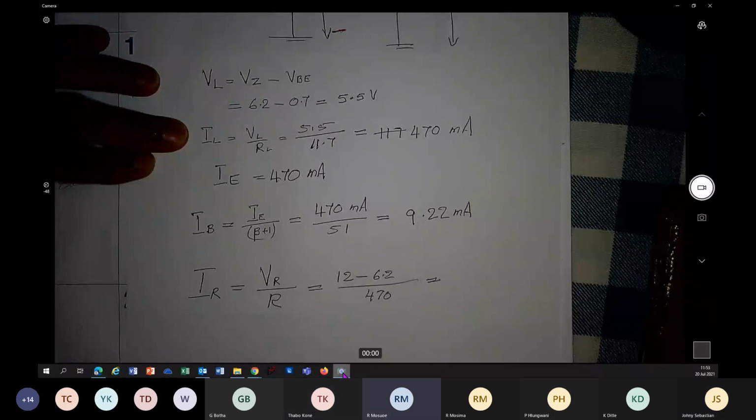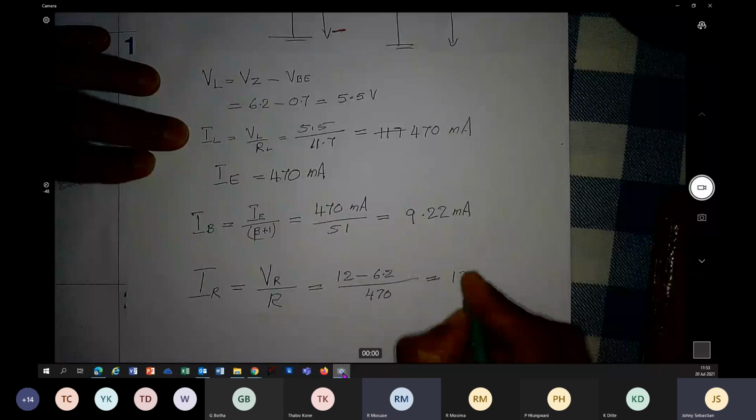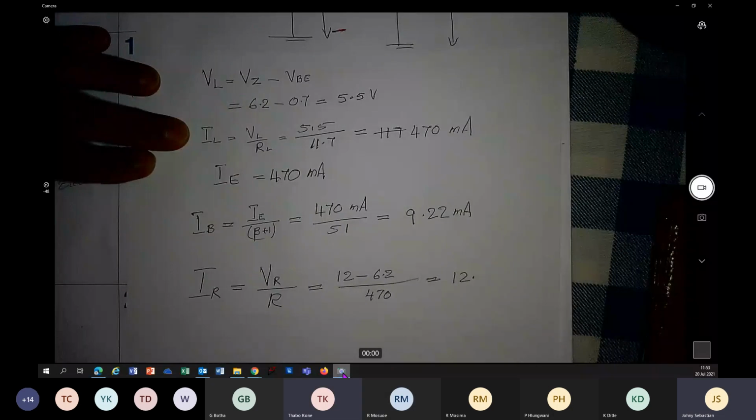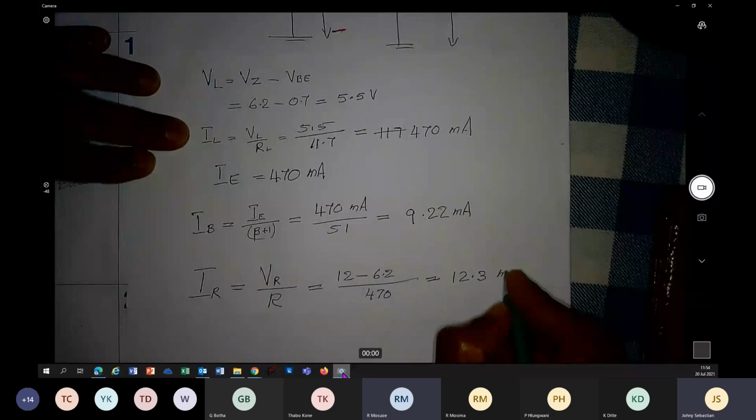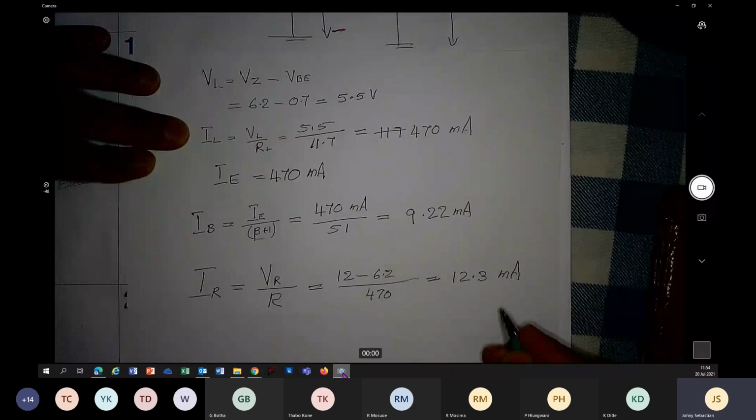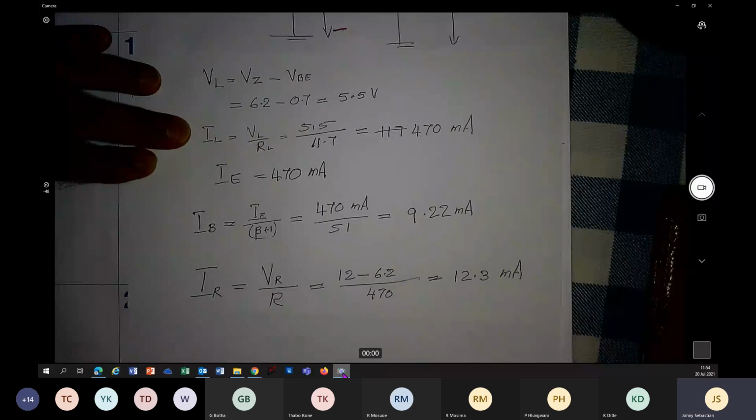So I got 12.3 microamps. Milliamps. Make up your mind first. So it's milliamps, 12.3. Somebody confirm it. Yes, sir. So we found IR.